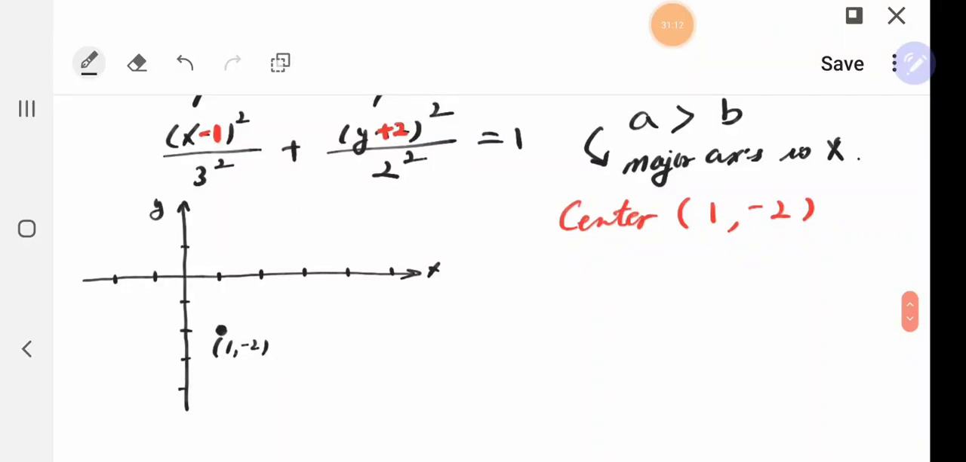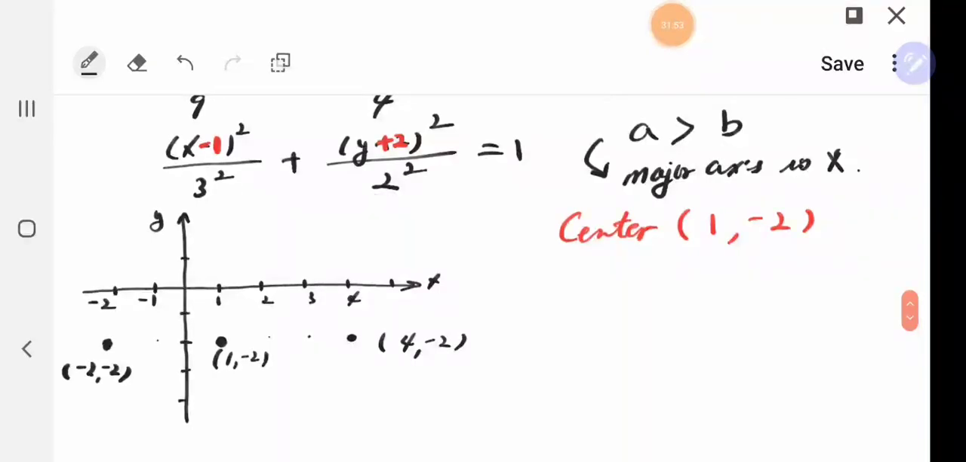Okay, the major axis is 3, so 3 units away from here. 1, 2, 3. So this is the major axis, and this is a vertex. This vertex is 4 and negative 2, and this vertex is negative 2 and negative 2, because it's negative 2, right? And the minor axis: the B value is 2, so this is 2 up and 2 down.